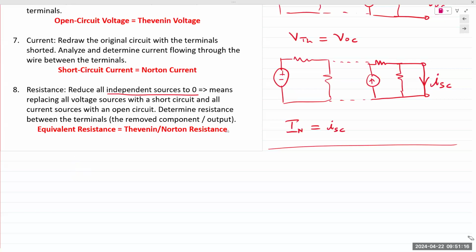Req between the terminals of interest, or terminals of analysis, is your RTH.